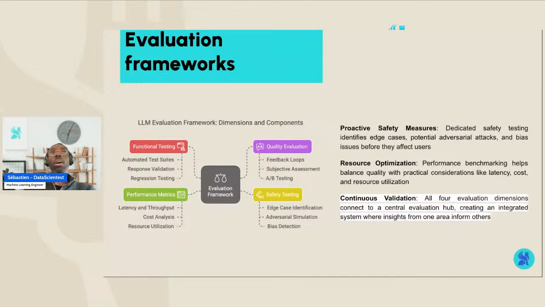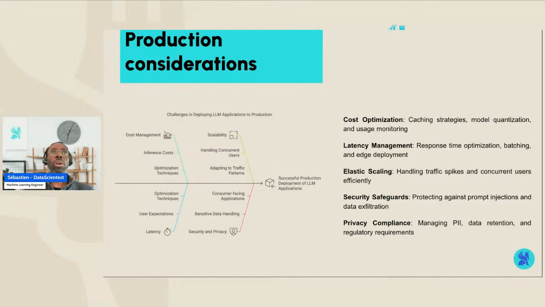So this is common good sense in terms of software engineering. But in addition to classic ones like performance metrics and safety testing, you have the quality and the functional aspects that will be more in depth when you are using an LLM architecture. And when it comes to production, you will have a huge amount of things to take into consideration. Of course, I mentioned scalability, so handling concurrent users and adapting to traffic automatically.